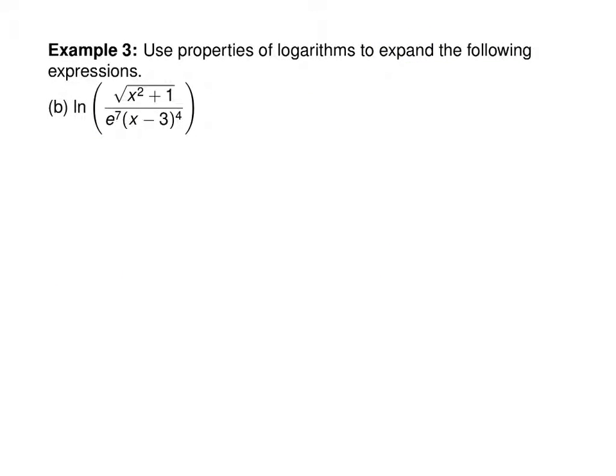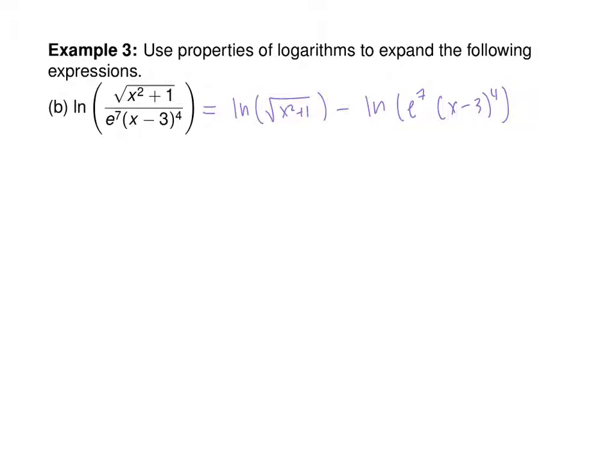Okay, how about this one? We're going to see stuff like this a lot later in this class, probably like next week, because later in this class isn't actually very much later. Ln of root x squared plus 1 minus ln of e to the 7th times x minus 3 to the 4th. Is that first part all right? Yeah. Okay. There were a couple things I wanted to point out here.